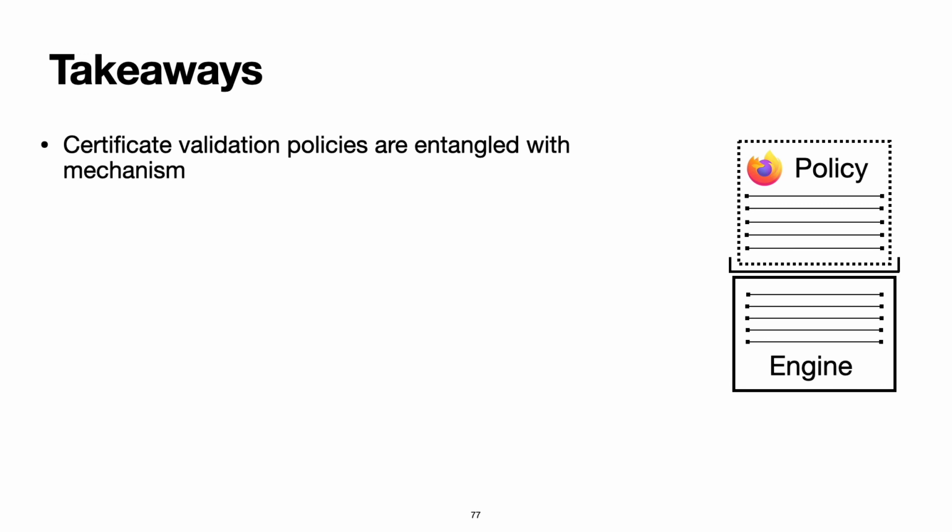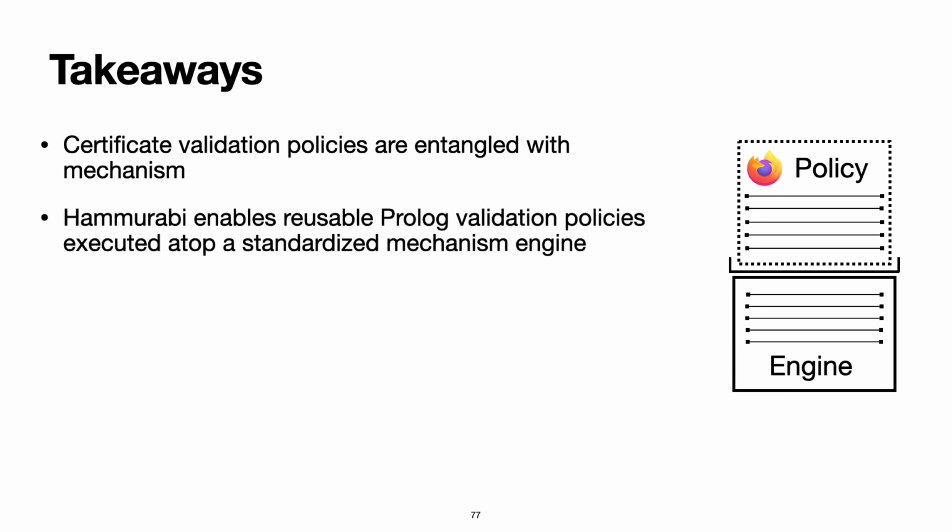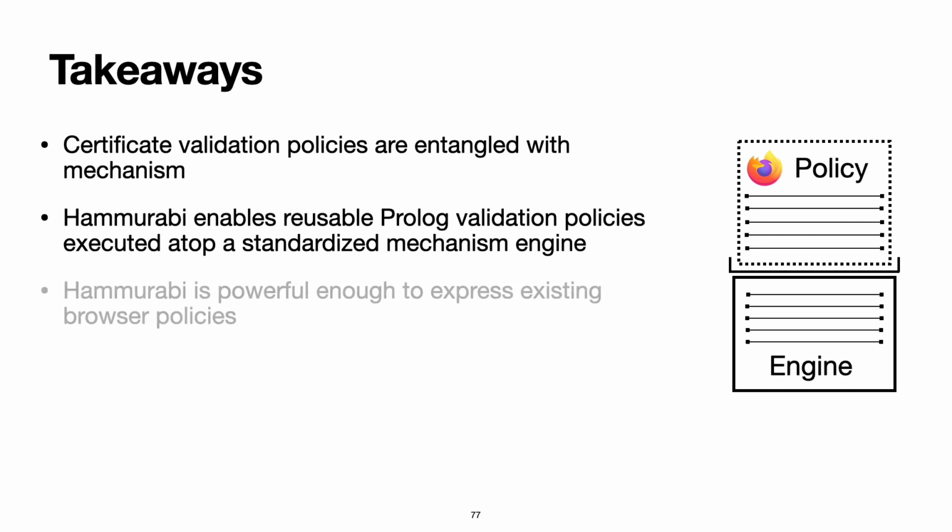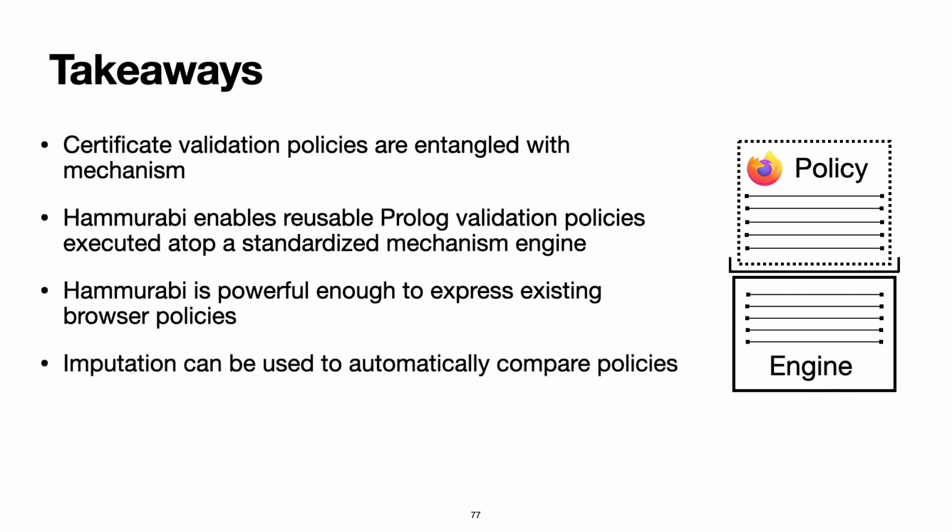In conclusion, I'd like to leave you with the following takeaways. Certificate validation policy and mechanism are entangled today. Hammurabi enables reusable Prolog policies atop a standardized mechanism engine. Validation policies expressed in Prolog are comparable to existing implementations in correctness. And finally, expressing policies as logic programs means policies can be automatically compared via imputation.